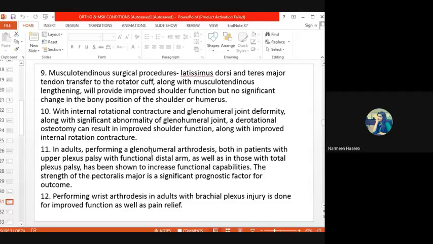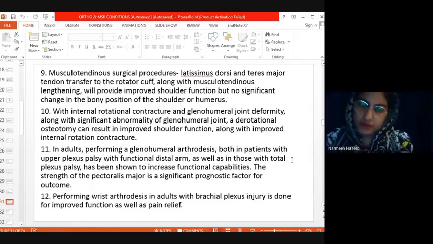In adults, performing a glenohumeral arthrodesis, both in patients with upper plexus palsy with a functional forearm, as well as those with total plexus palsy, has been shown to increase functional capabilities. The strength of the pectoralis major is a significant prognostic factor for outcome. Performing wrist arthrodesis in adults with brachial plexus injury is done for improved function as well as pain relief.